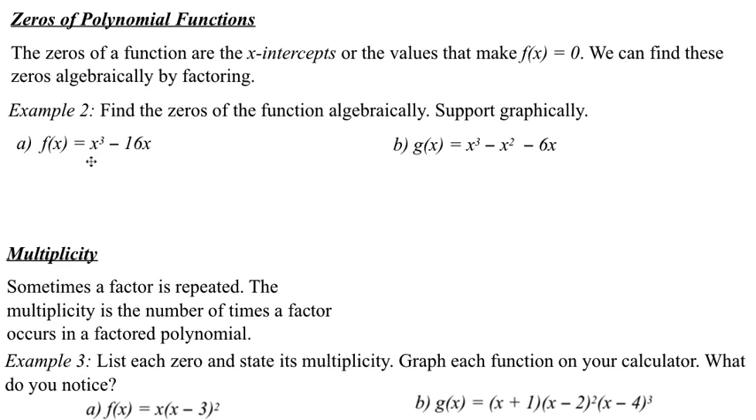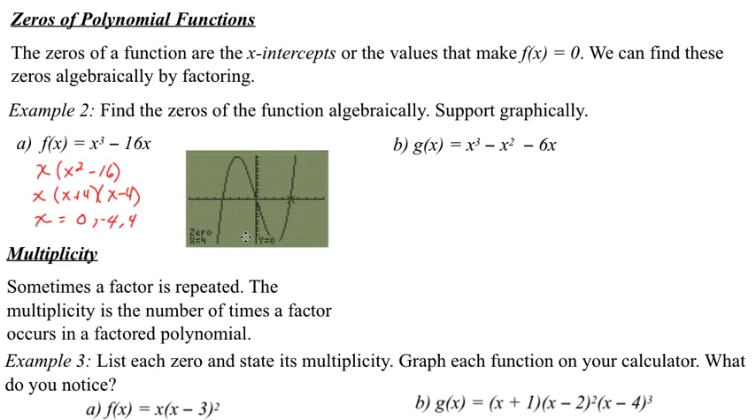These have a common factor of x that we can take out. And then you should recognize x squared minus 16 as a difference of two squares. To actually find the zeros, you have to set each of those factors equal to 0. And you will get x equals 0, x equals negative 4, and x equals 4. To support that graphically, I went ahead and graphed this on the calculator, and it looks like this. You can see that we have a zero at 0, one at negative 4, and one at positive 4.